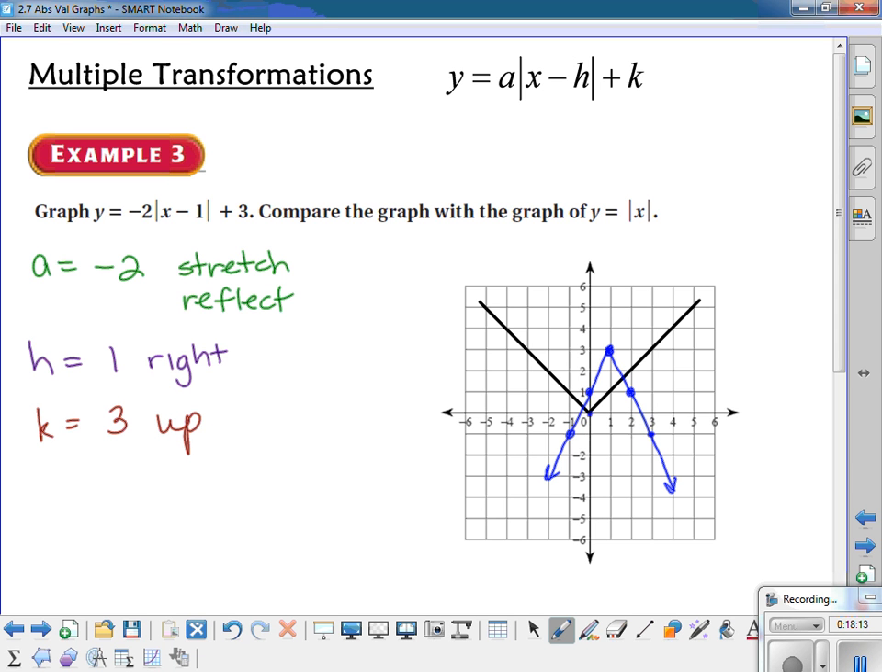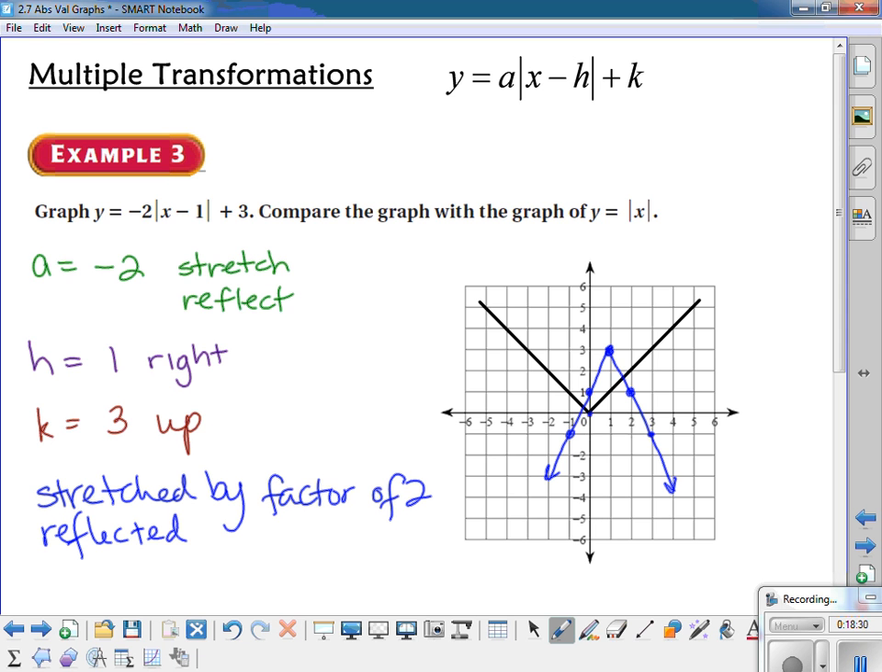So when I compare them, it is stretched by a factor of 2. It is reflected, or upside down, whatever you want to write. It was shifted to the right 1 unit and up 3 units. Okay?